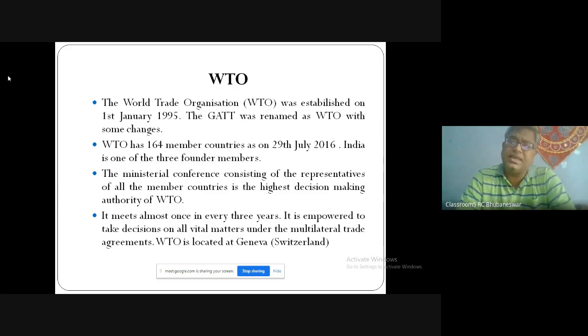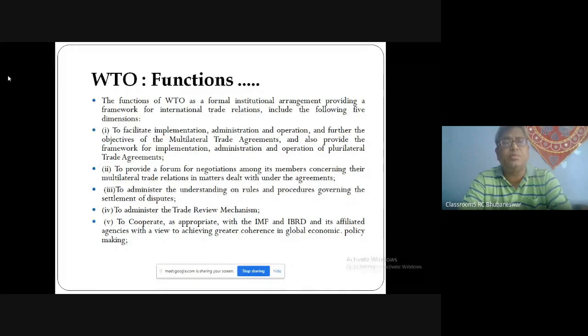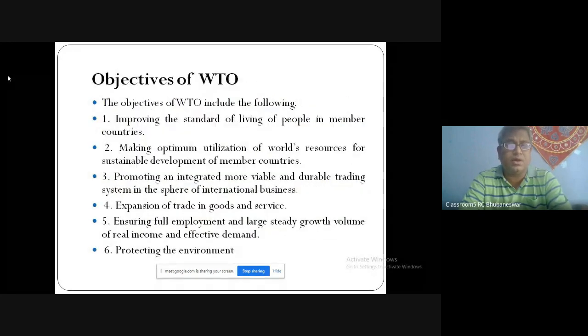It means some ministerial conferences are conducted, and some of the highest decisions can be taken in the WTO also. The WTO head office is located at Geneva, and Geneva is in Switzerland. The main objective is to improve the standard of living, optimize the utilization of world resources with sustainable development, expand trade and commerce, enhance employment opportunity and steady growth, and protect the environment. These are the overall concept, functions, and objectives of the WTO.